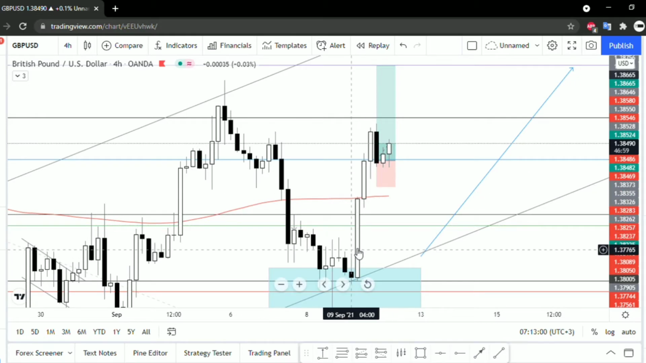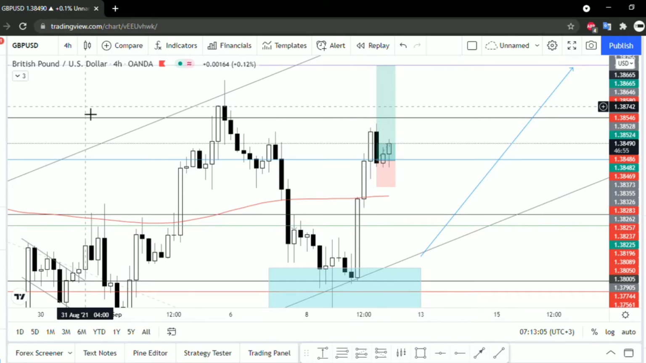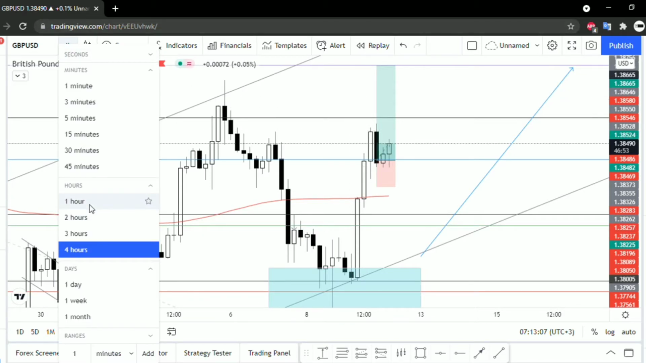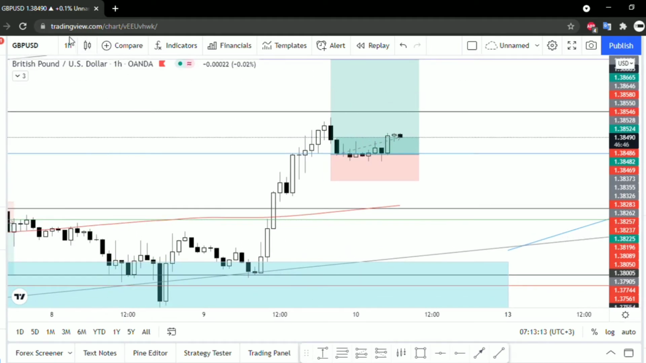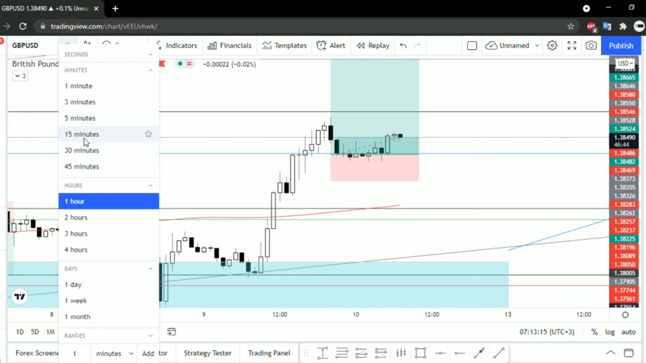It broke above this. I missed this opportunity because I was waiting for a retest at this particular Fibonacci level, but unfortunately it never came. As you can see, there's not really any clear formation of a... let's see what it says on the 15-minute time frame.